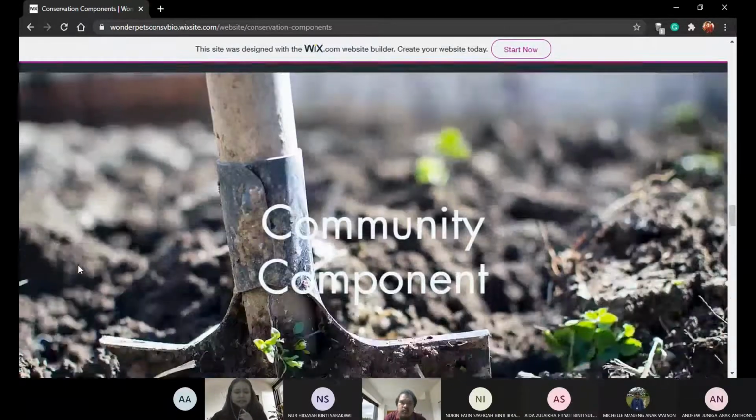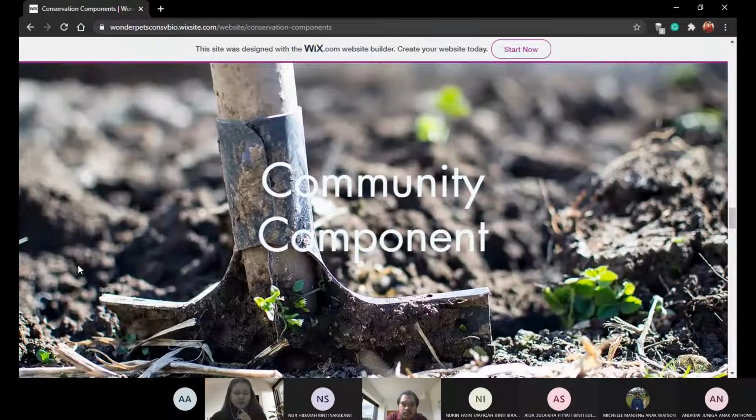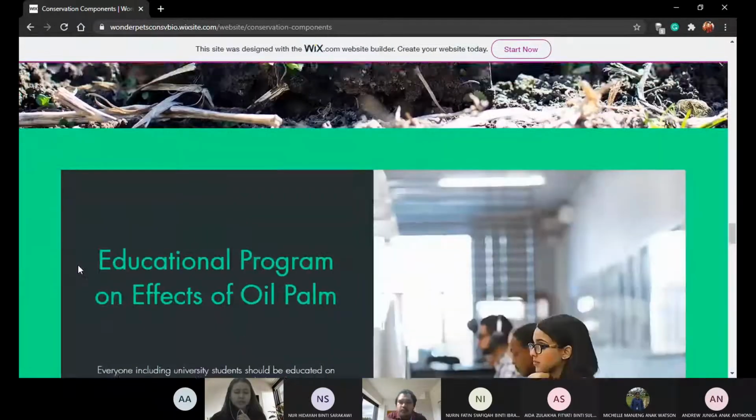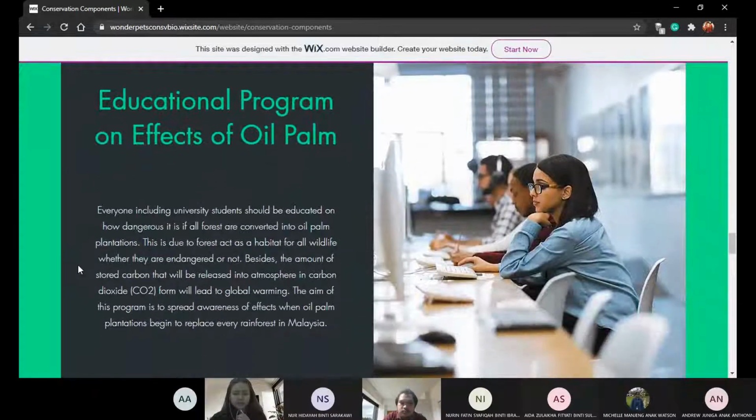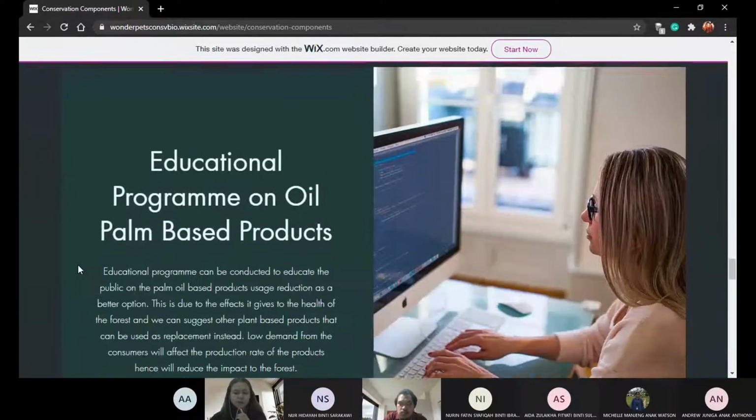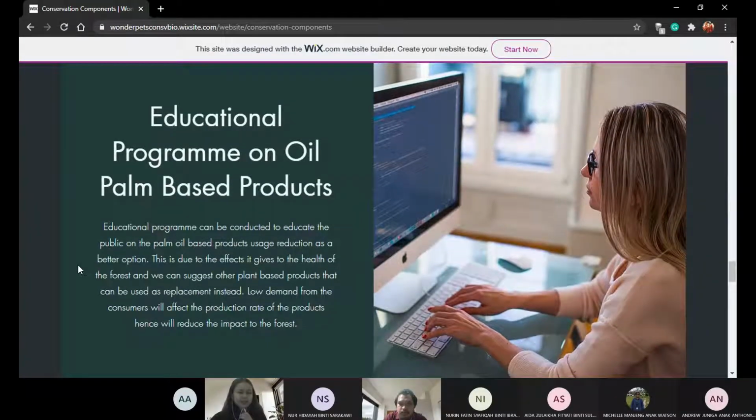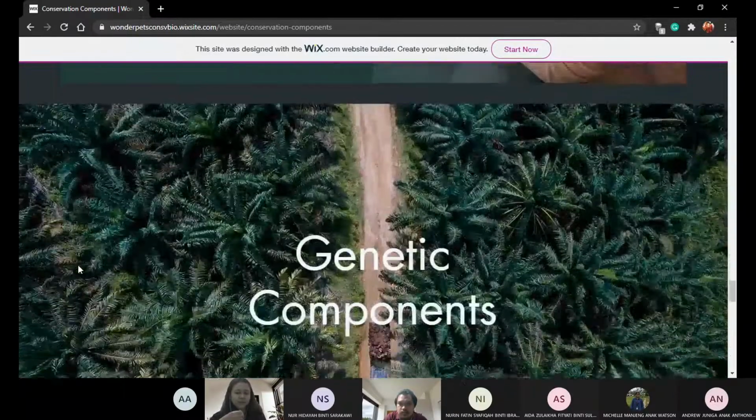My third point is the community component. The community component includes conducting educational programs to show the effect of palm oil plantation and also to encourage the public to reduce all palm-based products. And the last point is the genetic component.